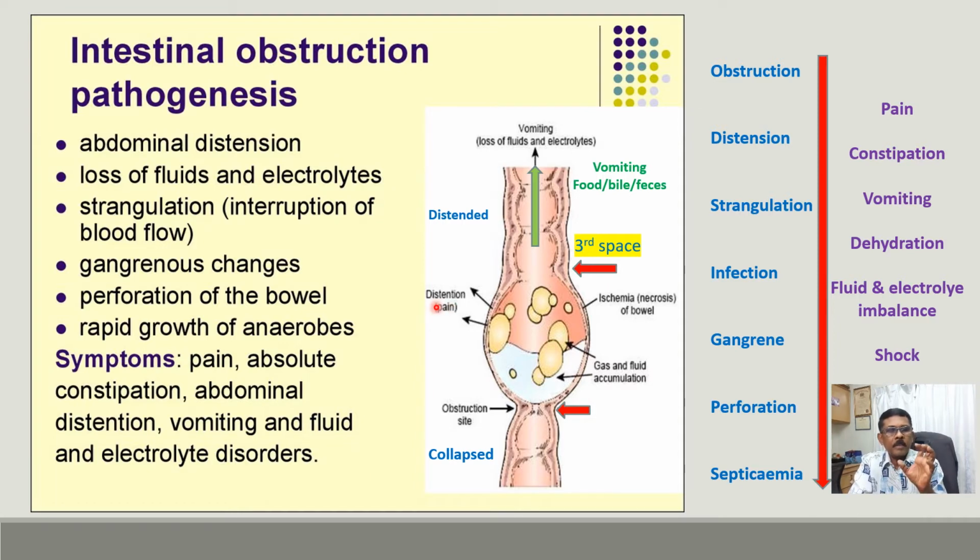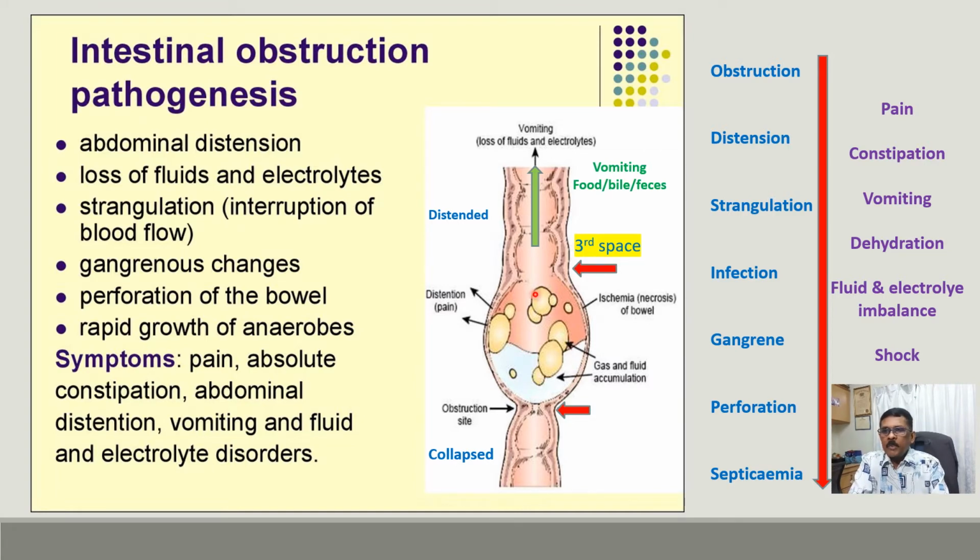So a third space is created where fluid, electrolytes and gas accumulate, and this causes distension of the wall of the intestine, which causes the colicky pain. If this distension continues, then the wall of the intestine is so distended that it becomes strangulated and ischemic. And if it is not decompressed, it can become gangrenous and perforation can take place.